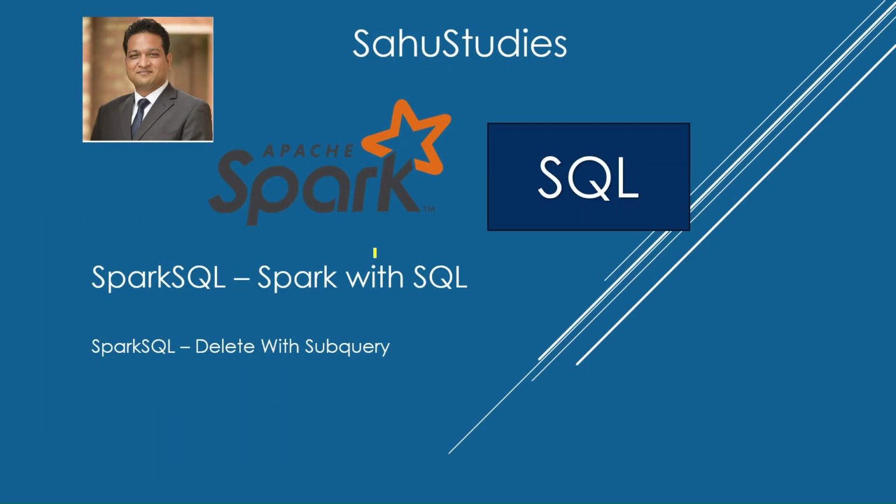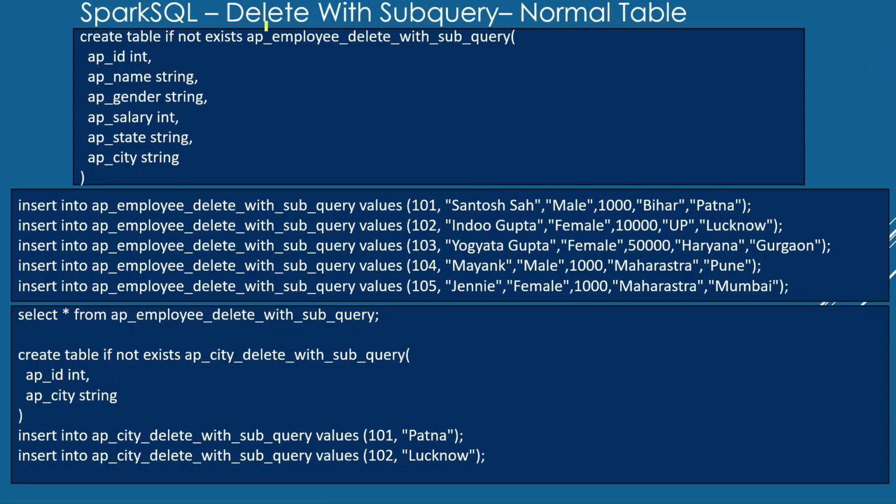In this video, we are going to see how we can perform a delete operation with the help of a subquery in Spark SQL. To perform this exercise, I am going to do a delete operation with the help of a subquery in a normal table.